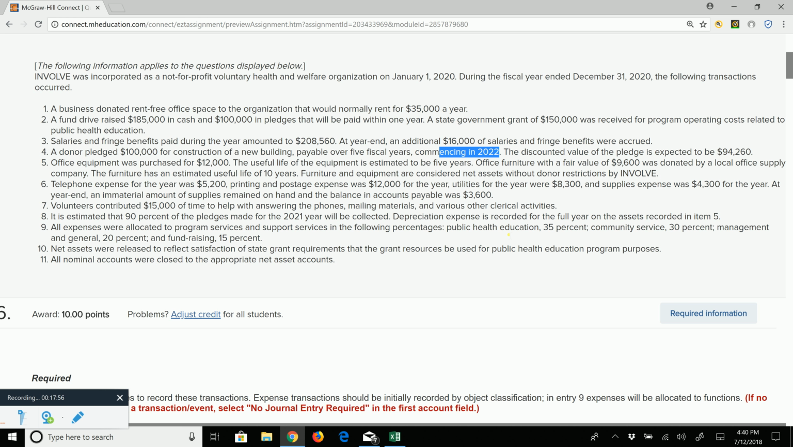And so whenever we receive an unconditional pledge to be received over a number of years, we have to discount that future contribution to its present value. And I'm not going to ask you for purposes of this class to try to figure out present values. I'll actually tell you what the present value is, as I did in this homework question. The present value is $94,260, and the receivable is $100,000.